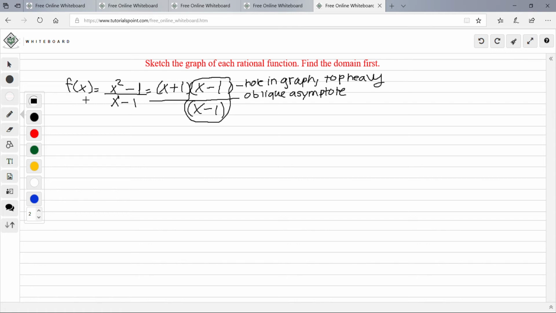So first let's find our vertical asymptote. Usually when you find your vertical asymptote you set the denominator to 0, but since the x minus 1 cancels, we can't set it to 0, so we have none for our vertical asymptote. And what about our horizontal asymptote? Remember, when it's top heavy, with a 2 and a 1, you're going to have to use long division.